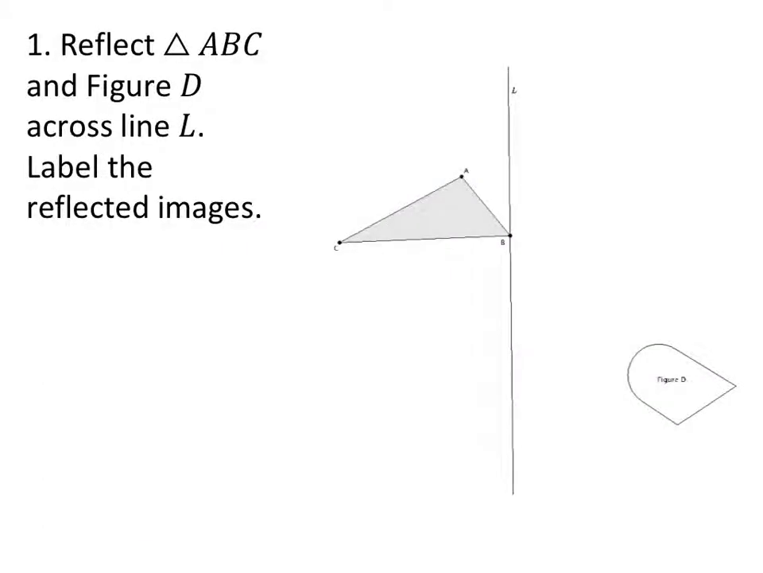Alright, in this one, we're going to reflect triangle ABC and figure D across the line L. So that line L is the line of reflection. Don't forget to label your reflected images though. Take 1 minute or a couple minutes to do that with your partner. Go.